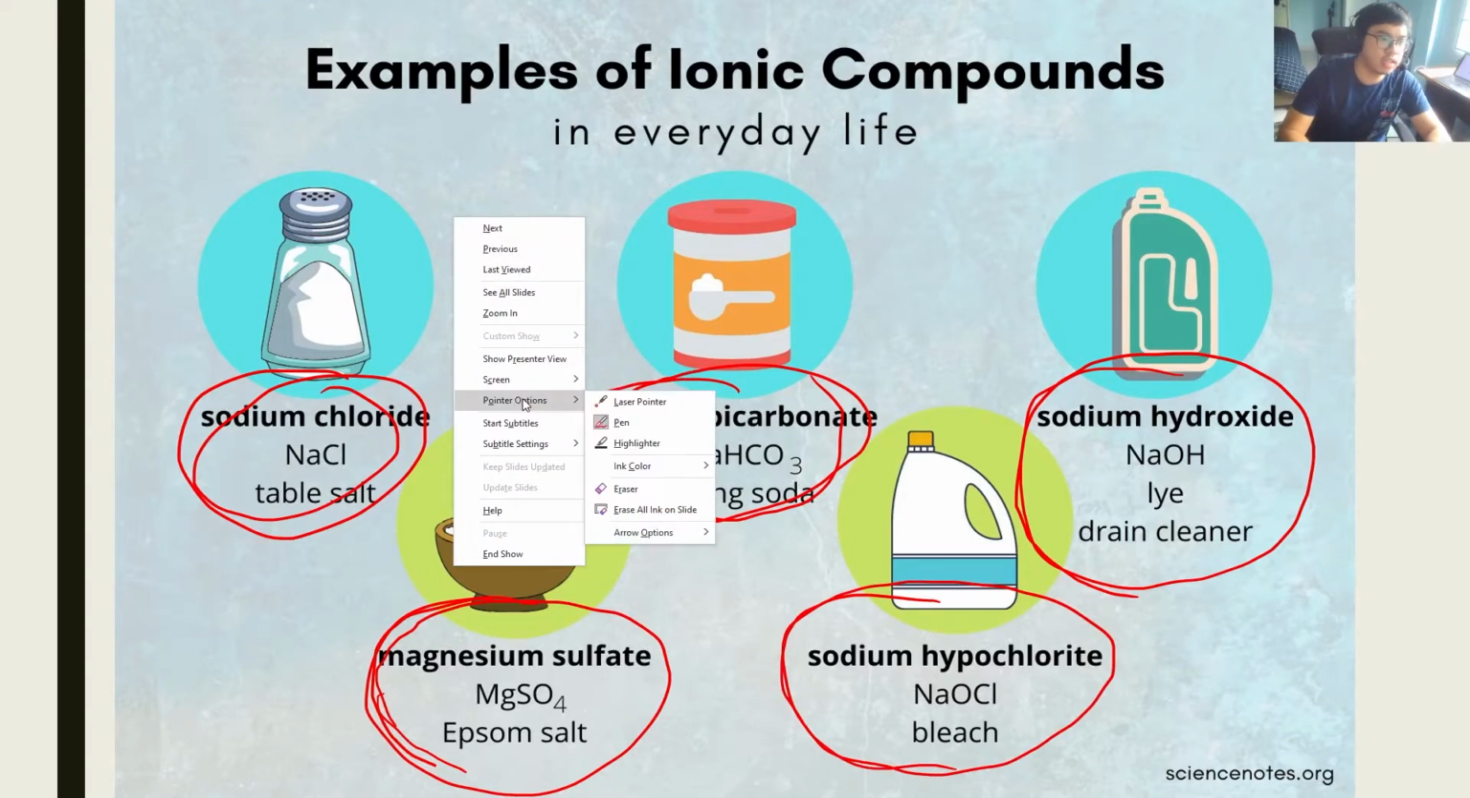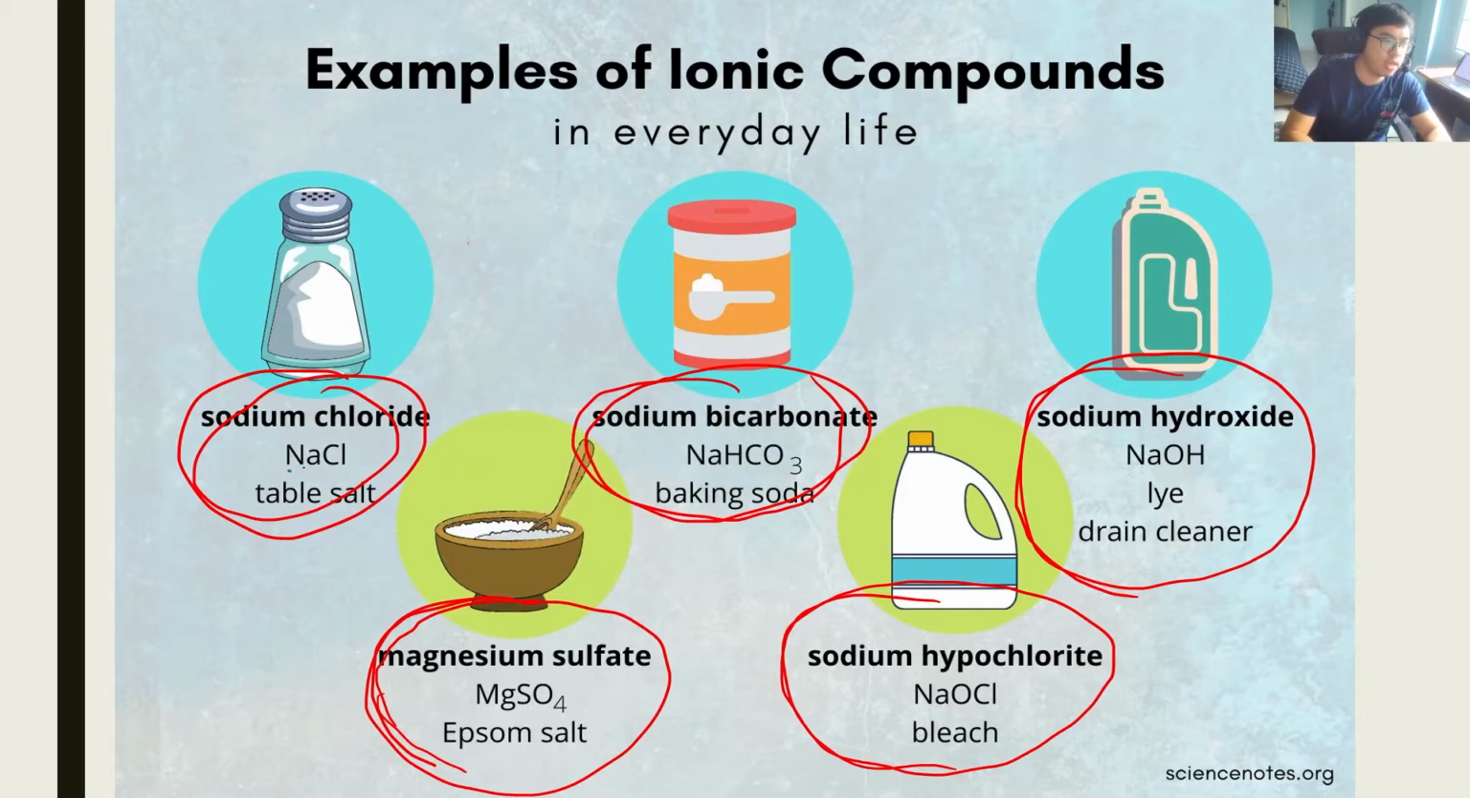And if you look at the compounds, they are usually made from one metal and one non-metal. So this is the metal, this is the non-metal, this is the metal, this is the non-metal, this is the metal, non-metal, metal, and non-metal. So you get the idea. If a metal and non-metal joins together, they usually become an ionic compound.